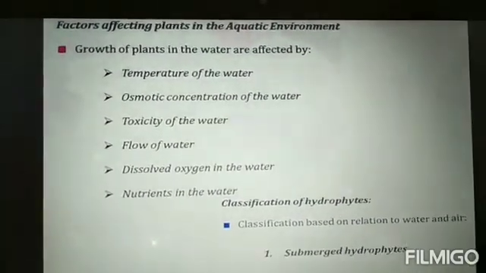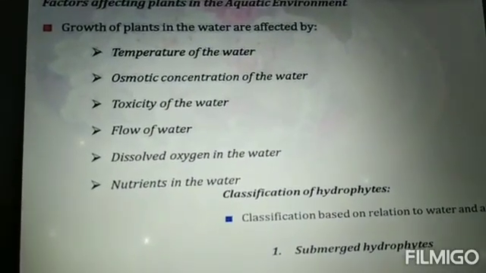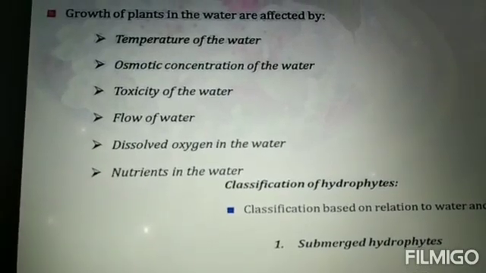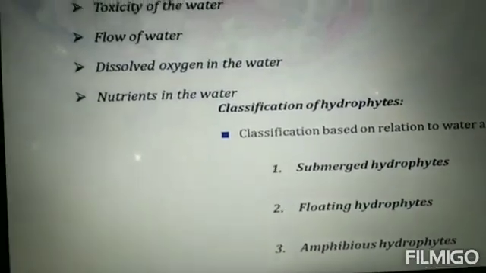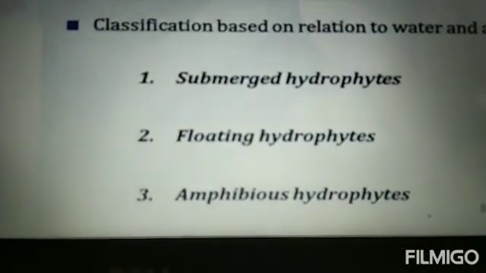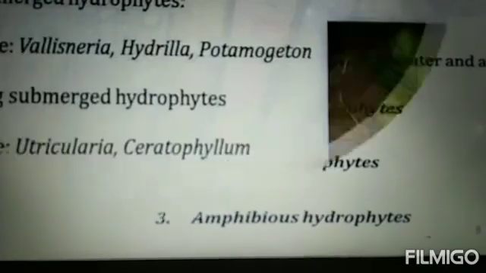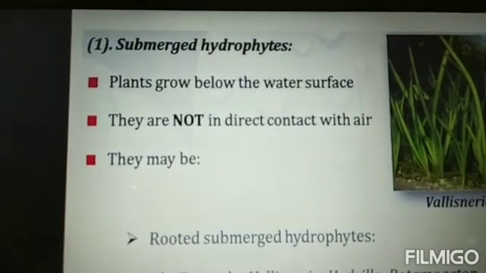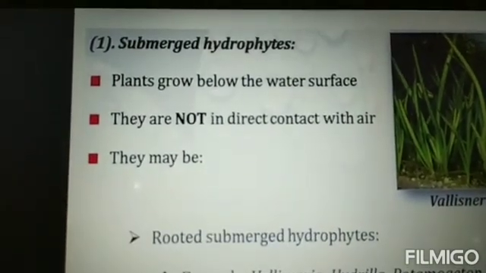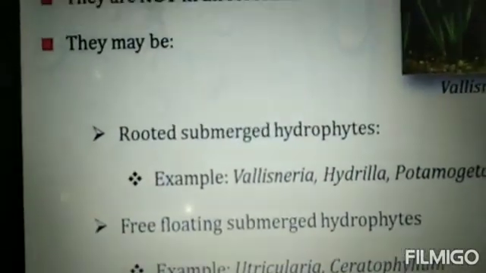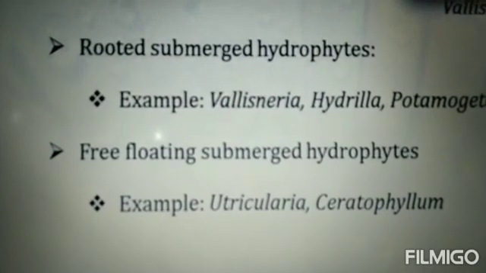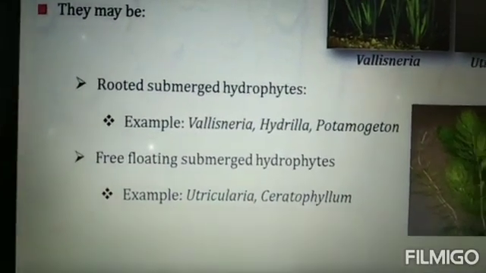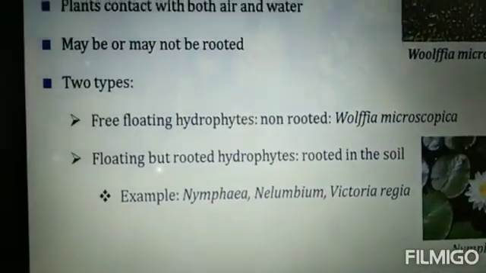These hydrophytes are adapted to different environmental conditions in water bodies, such as temperature of the water, osmotic concentration, toxicity, dissolved oxygen, and nutrients. Based on these, hydrophytes are classified into three types: submerged hydrophytes, floating hydrophytes, and amphibious hydrophytes. The submerged hydrophytes grow below the water surface and are not in direct contact with the air. There are two types: rooted submerged hydrophytes, for example Vallisneria, Hydrilla and Potamogeton, and free floating submerged hydrophytes, that is Utricularia and Ceratophyllum.